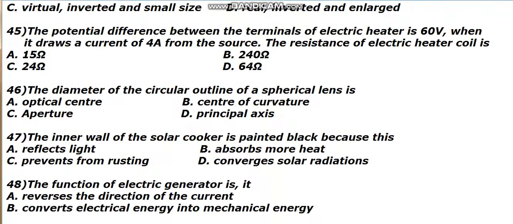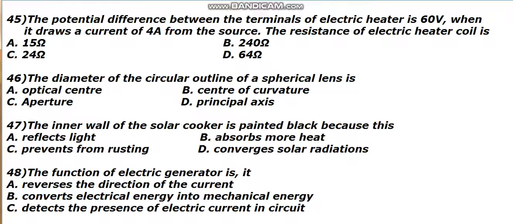The potential difference, that means V, between the terminals of an electric heater is 60 volt. So here PD, that is V, is equal to 60 volt, when it draws a current I equal to 4 ampere. Then what you are asked is the resistance of the electric heater coil, that means R is equal to how much? You are given V, you are given I, and you are asked the resistance R. So obviously you are going to use Ohm's law, V is equal to IR.